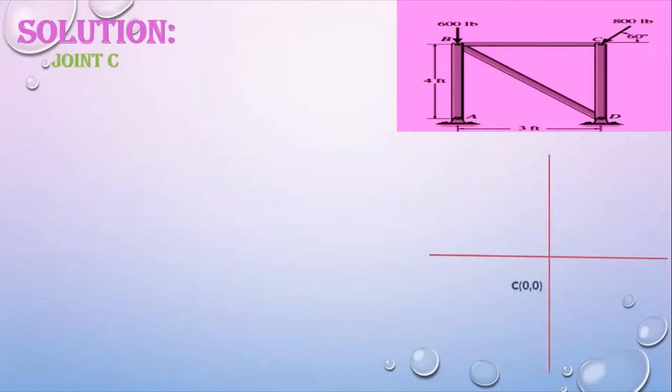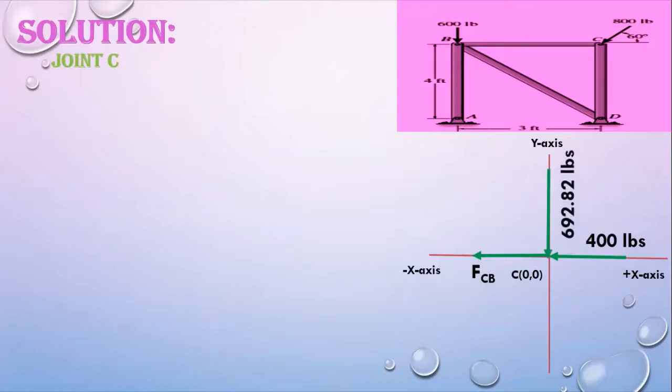So there is a free body diagram of joint C. So how can I calculate it? There is FCB member force, whose direction is towards the negative x-axis. The horizontal component of the 800 pound inclined force is 400 pounds, which we have calculated in the previous slide. Then there is the vertical component of 800 pounds, that is 692.82 pounds.